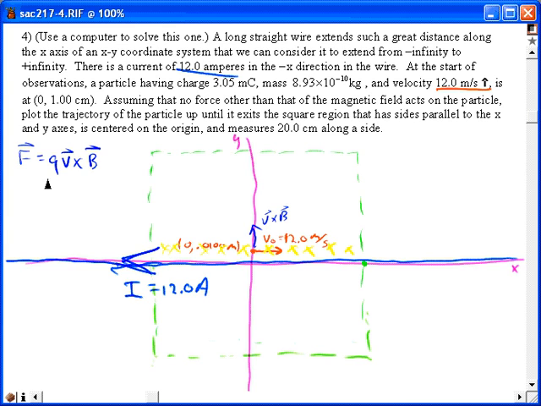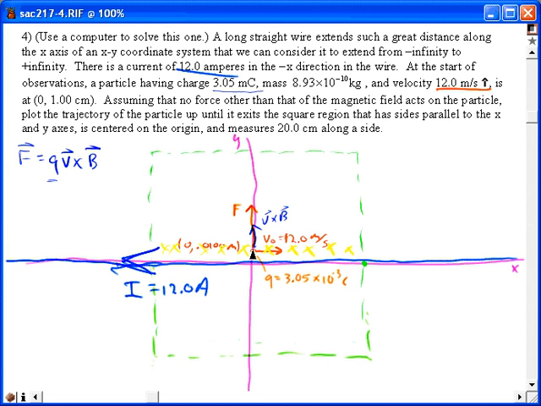And furthermore, I've got a positively charged particle. The charge is plus, I'll call it Q equals 3.05 times 10 to the minus 3 coulombs. That's 3.05 millicoulombs, milli meaning times 10 to the minus 3. Alright, it's positive, so the force will be in the same direction as V cross B. I'll just label that with the force.